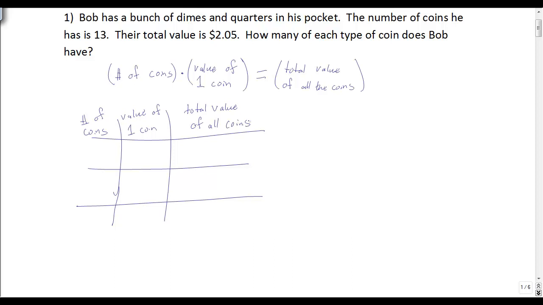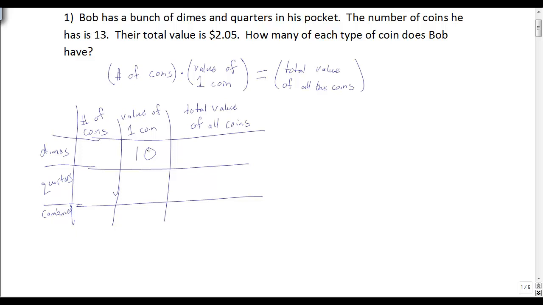We have 2 types of coins. Oh, I need one more column here. Sorry, we have dimes, we have quarters, and then we have the combined. For our dimes, we know the value of one dime is 10 cents. I'm going to do this problem in terms of cents. I could do it in terms of dollars, but that would introduce a lot of decimals. So $2.05 I'm going to write as 205 cents, and then I won't really need decimals at all.